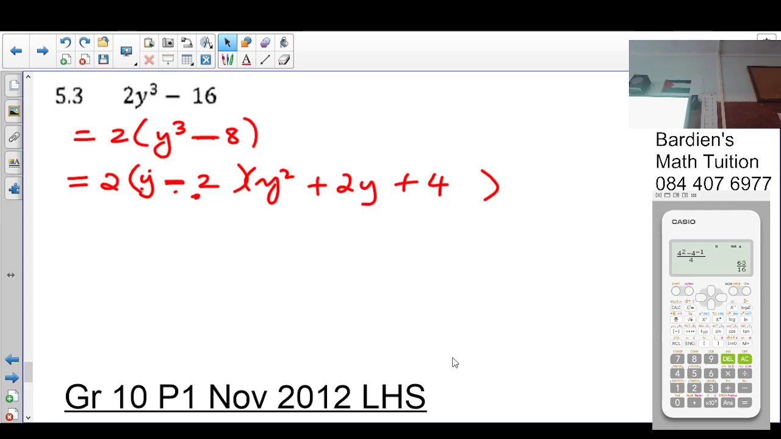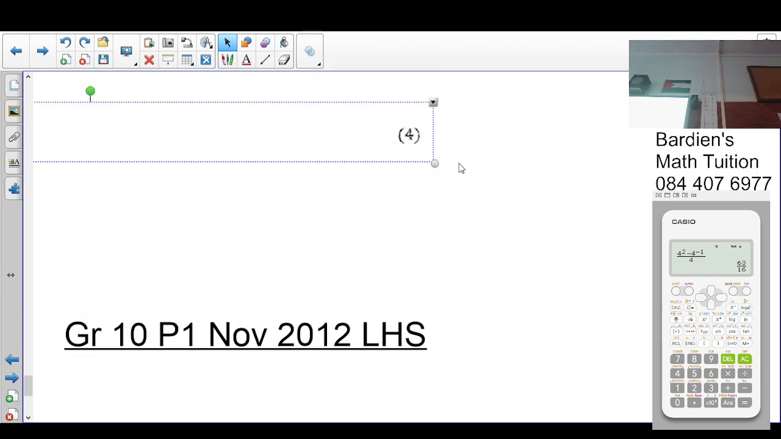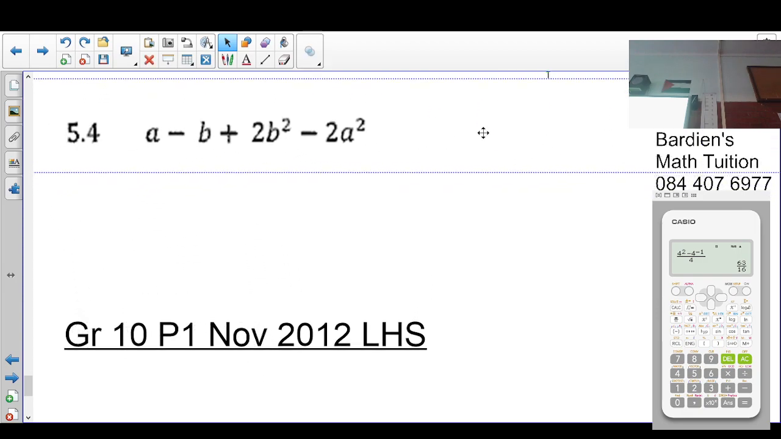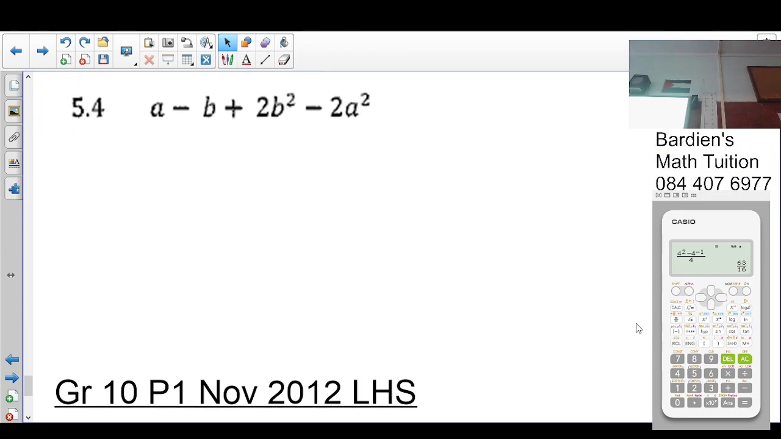Well, this trinomial here never factorizes into rational roots. The factors will always be imaginary, real roots never. So never try and factorize that trinomial. People, question 5.4, 4 terms.